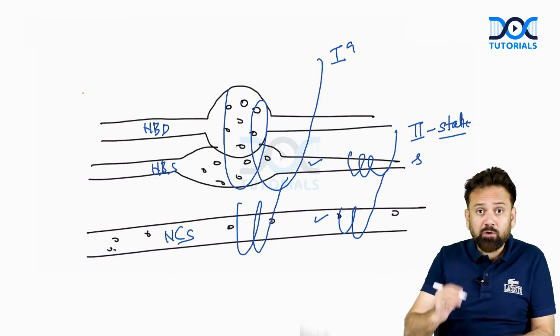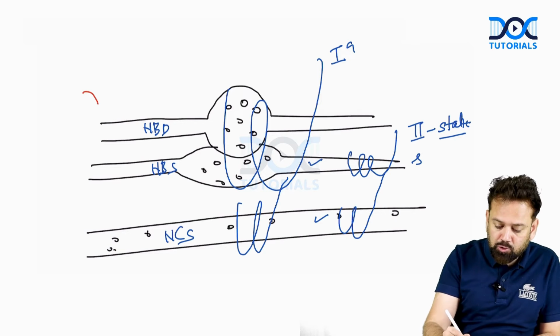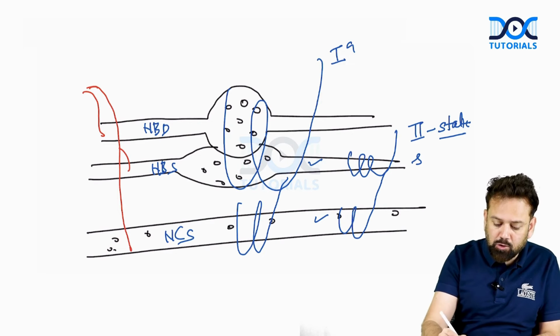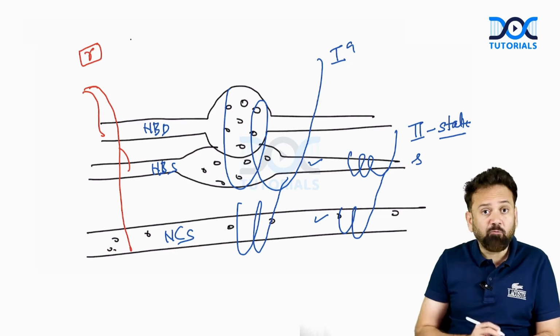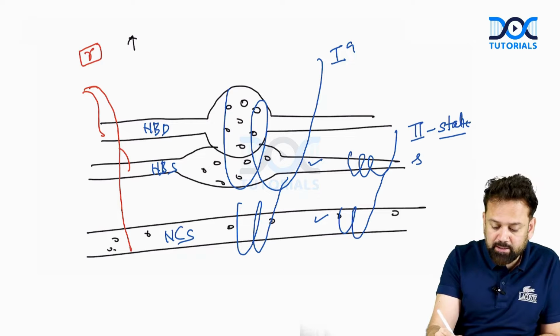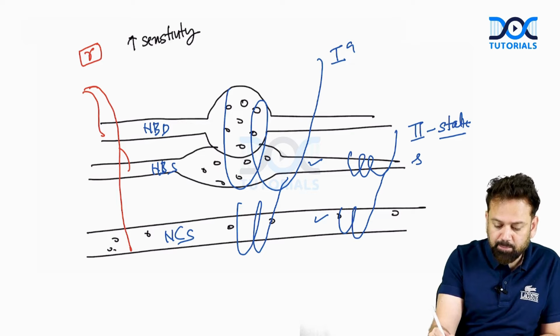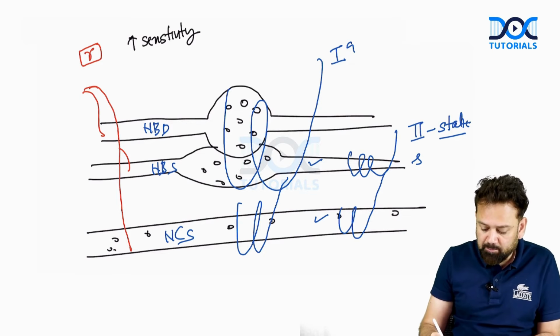Now, gamma was supplying to nuclear bag and to nuclear chain, dynamic and static. This is called gamma. Do you remember gamma motor? What was the purpose? The purpose was to increase the sensitivity of the muscle spindle.